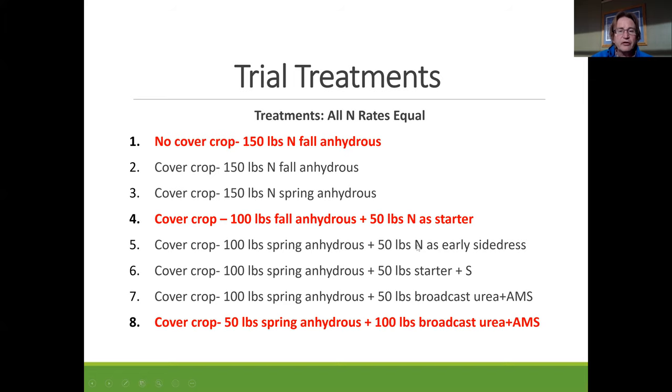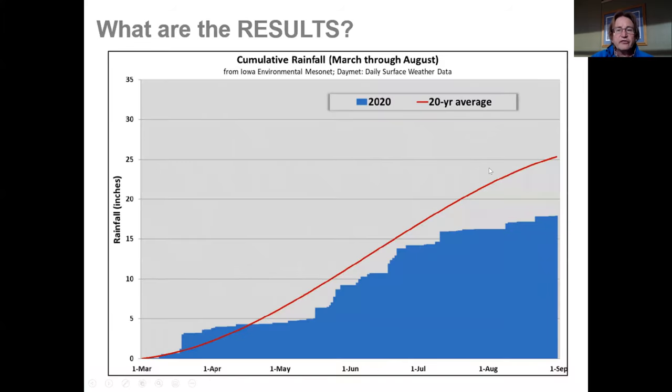Now, weather at this site was very dry. You can see in the blue was our actual rainfall, and the red line is a 20-year average. So this area encountered some drought stress.